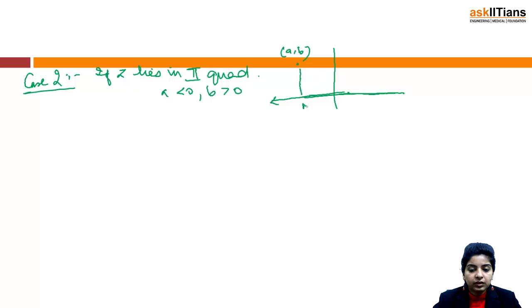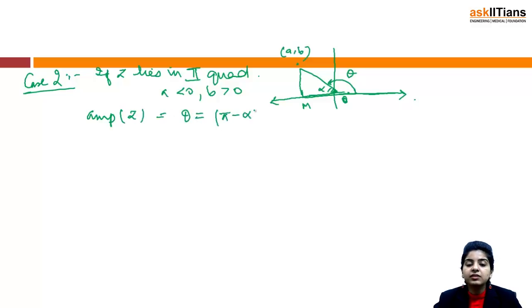So what would be the amplitude or the principal value of the argument in that case? This would be my theta. In this case, my theta would be this. You'll always take it from the positive real axis. So suppose this would be alpha, this is my theta, and therefore the amplitude of z in this case would be equal to theta, which is pi minus alpha. See, this whole would be pi and therefore minus this would be pi minus alpha. So the amplitude of z in this case is theta, which is pi minus alpha.